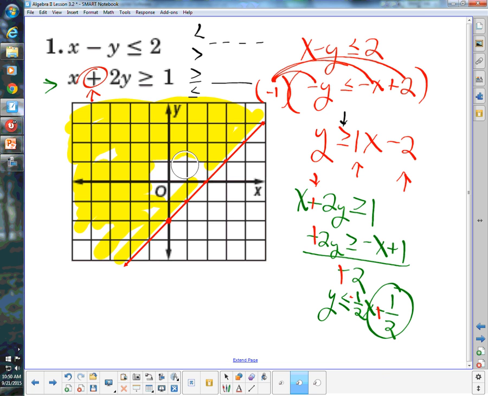Okay, back in my shading. Alright, now we're ready to graph that one. My y-intercept is positive 1/2, and my slope is negative 1/2. It means I will go down 1 and over 2, and this is my next point right there. And I'll keep doing that, down 1 over 2.